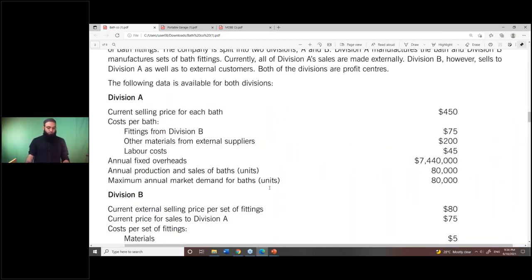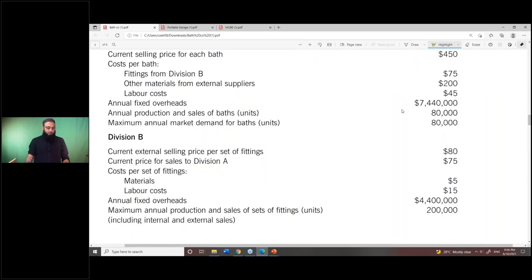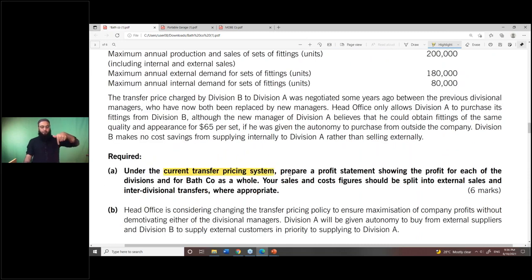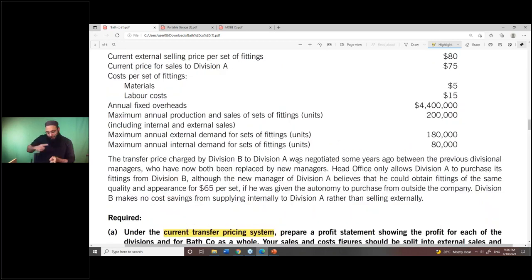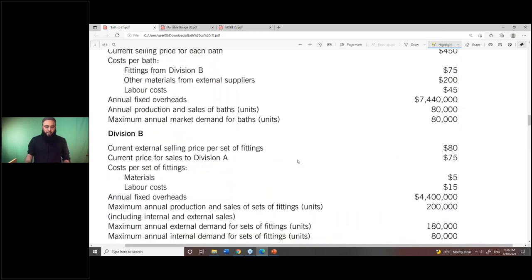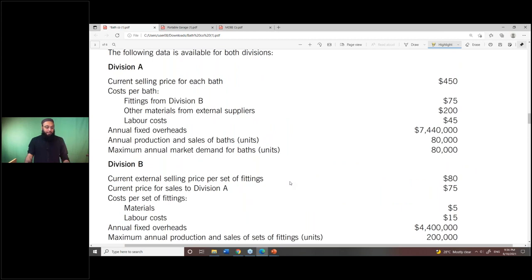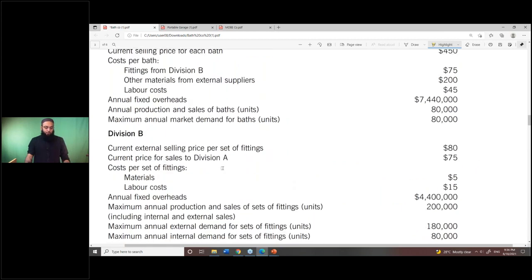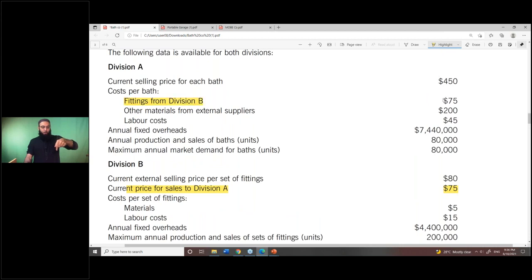Now, see, current transfer pricing system, current policy. When it says current transfer pricing system, there are two things hidden: the units that they are currently transferring within the divisions and the price at which they are transferring it. I'm not reading, I'm just telling you the things here. So you can see B is selling to A at a price of 75. So this is revenue for the seller, and this is fittings from B, cost for the buyer. This is how you find out the current policy about the units and the price. So that 75 is the current transfer price. Understood?